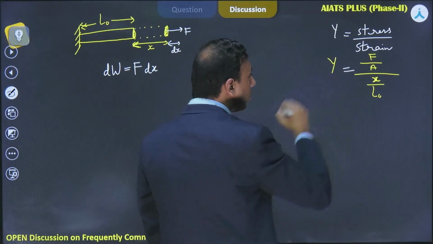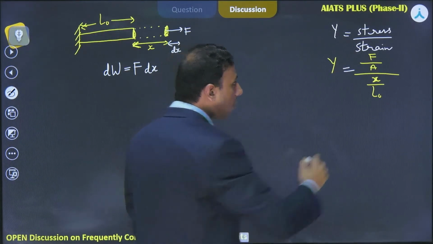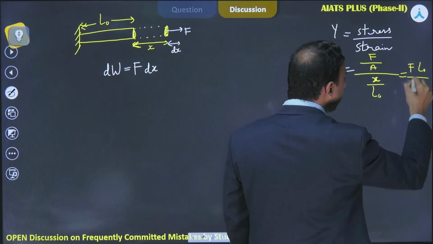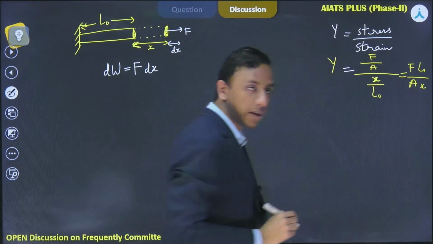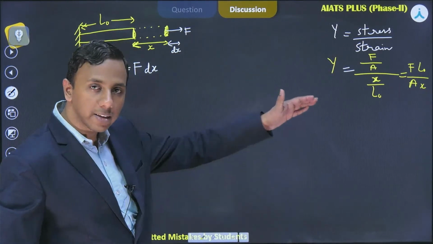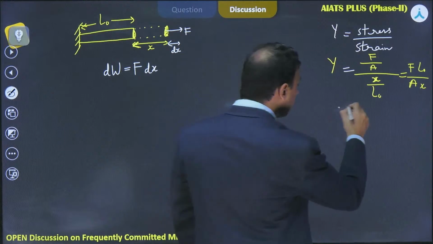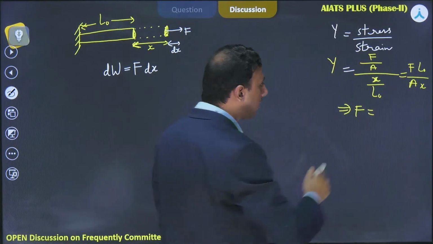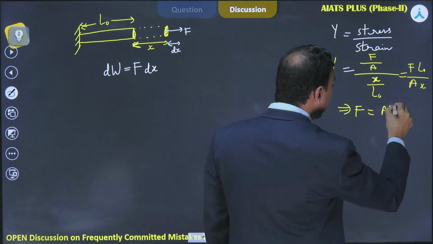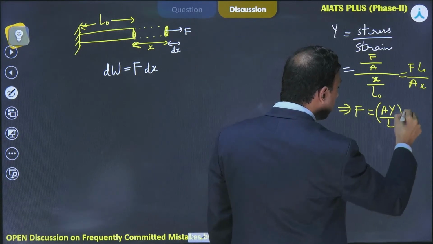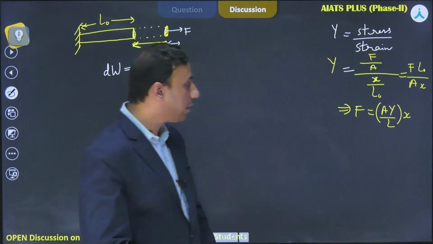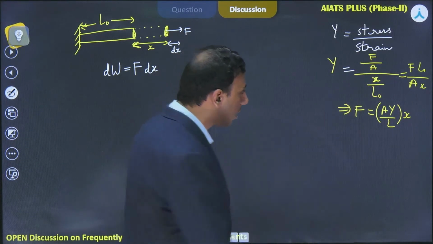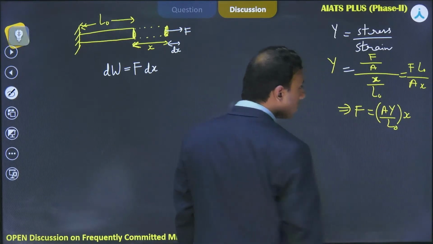And this is your Young's modulus. So from here, what will this become? See, Y equals F L naught over A x. Right? So can you find the expression for F from here? F will be what? Take these terms to that side. So it becomes A Y by L into x. See, AY by L into x. See, A here, L here, or in this case, L is L naught.